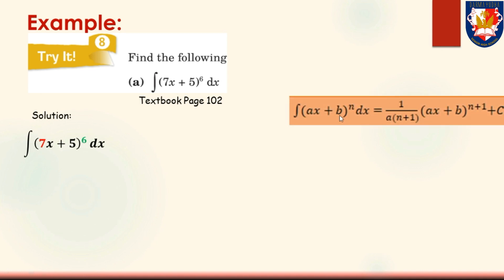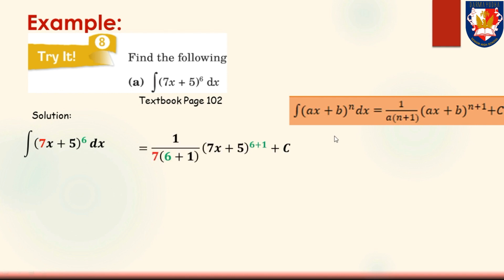Here is the other example. Find the following integral: 7x plus 5, to the power of 6, dx. The solution is using the formula of the integral of ax plus b to the power of n dx. Based on the question, we have a equals 7, b equals 5, and n equals 6. So we will substitute all these values into this formula.